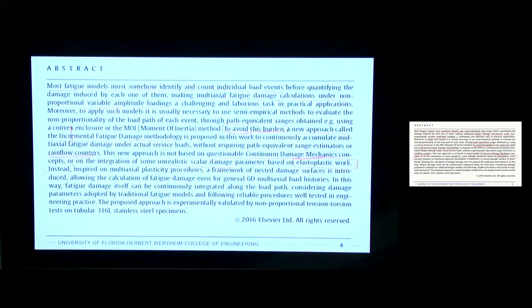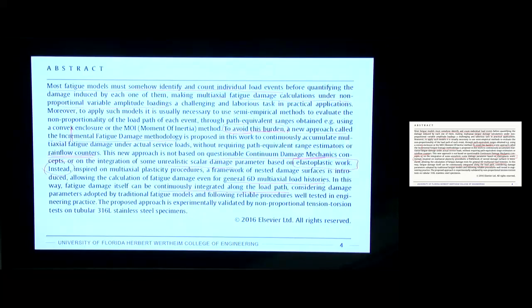Instead, they say, inspired on multi-axial plasticity procedures, a framework of nested damage surfaces is introduced, allowing the calculation of fatigue damage even for general 6D multi-axial load histories. I'll tell you what that means in a minute. And in this way, fatigue damage can be continuously integrated along the load path, considering damage parameters adopted by traditional fatigue models and following reliable procedures well tested in engineering practice. The proposed approach is experimentally validated by non-proportional tension torsion tests on tubular 316L stainless steel specimens.